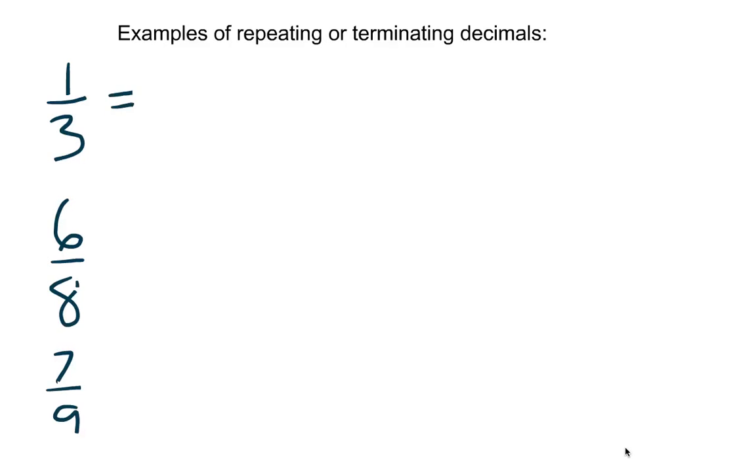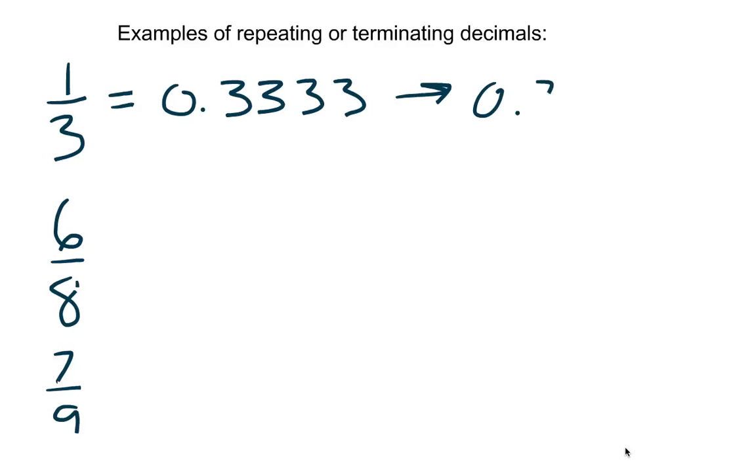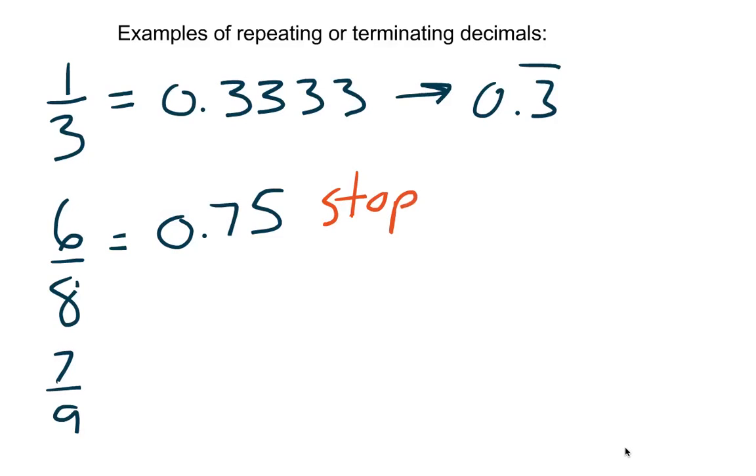Examples of repeating or terminating decimals. 1/3 is repeating. The 3 keeps repeating, so we write it as 0.3 with a line over the top, and that is a rational number. 6/8 stops after the 5. You just get a 0 and 0 forever after that, so it stops at 75 hundredths. So we can write that as 75 over 100, which simplifies to 6 over 8. It's a rational number.